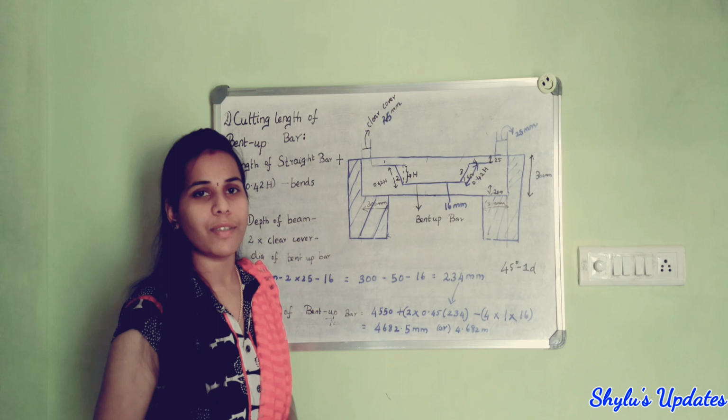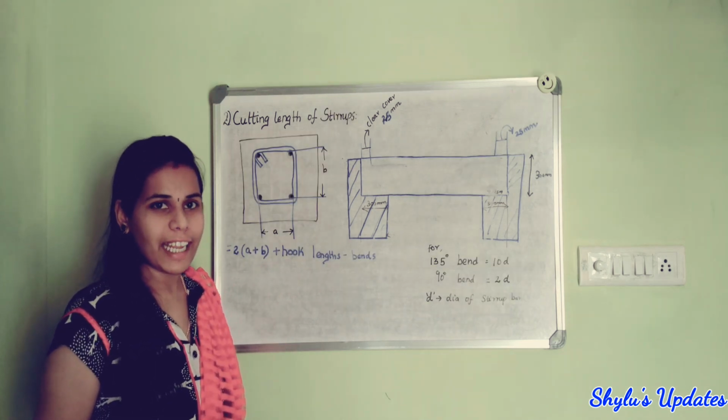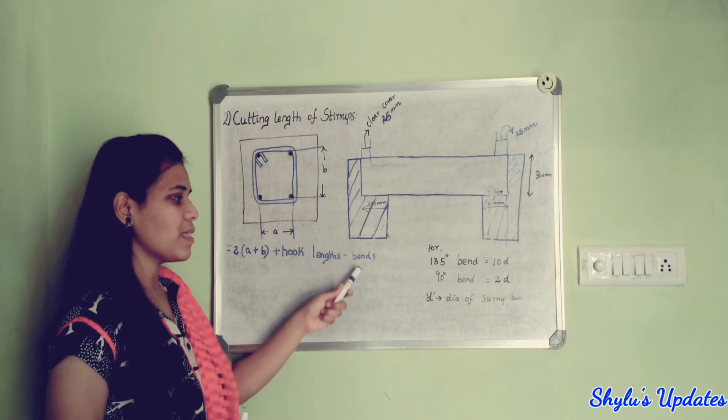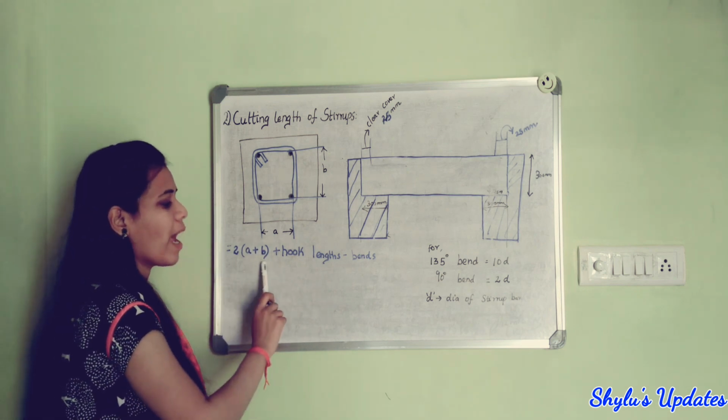Now let us find the cutting length of stirrup. The formula to find out the cutting length of stirrup is 2 into A plus B plus hook length minus bends. So here, 2 into A plus B, we have to find the A value and B value.